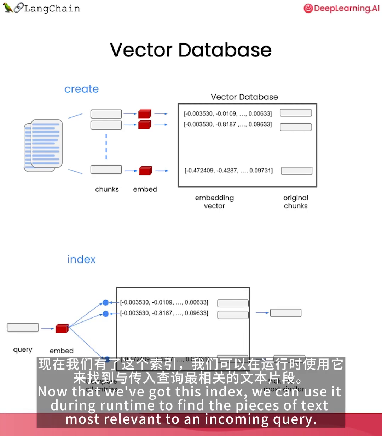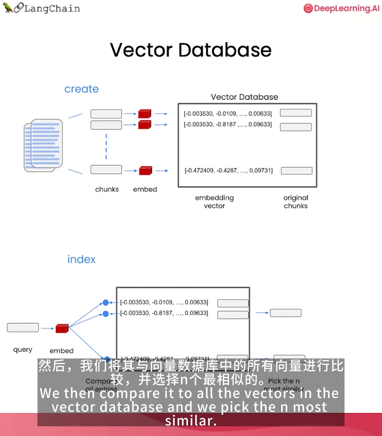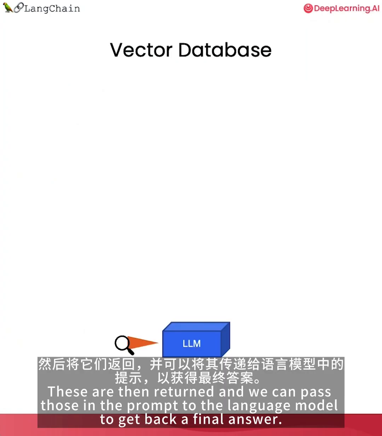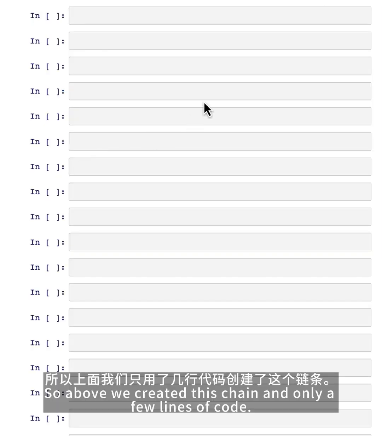Now that we've got this index, we can use it during runtime to find the pieces of text most relevant to an incoming query. When a query comes in, we first create an embedding for that query. We then compare it to all of the vectors in the vector database, and we pick the n most similar. These are then returned, and we can pass those in the prompt to the language model to get back a final answer.